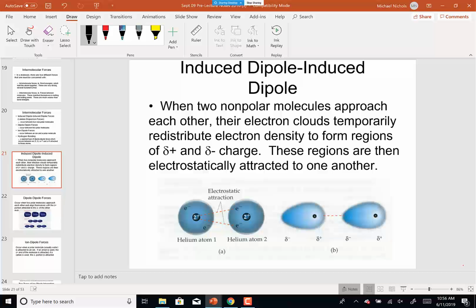And so that's the weakest of all the forces. And that's going to occur when you have two nonpolar molecules. Again, what does that mean? That means their surface has the same charge.